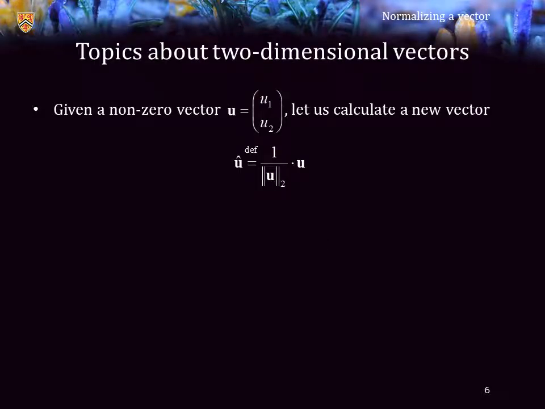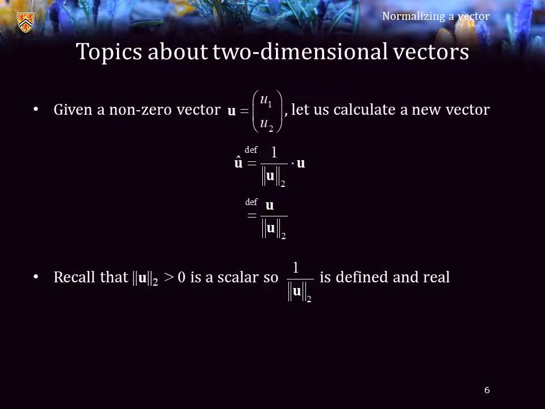So, therefore, let's introduce this topic. Given a non-zero vector u, let us calculate a new vector, and we will show its relationship to u by putting a small cap on top. So u cap is by definition the reciprocal of the norm times u. And we will sometimes just write this as u over its two norm.